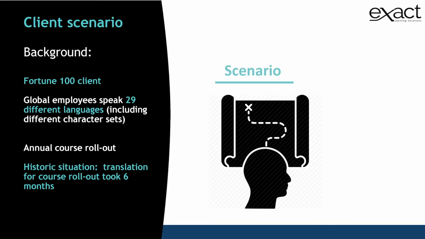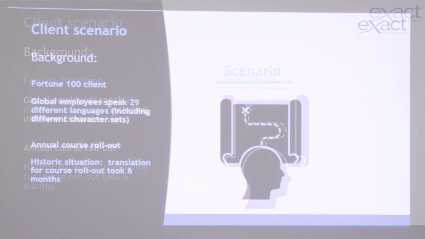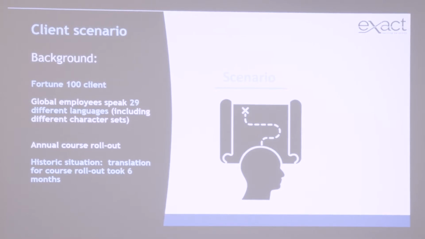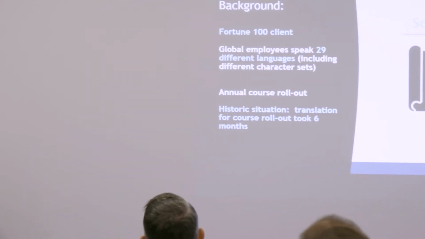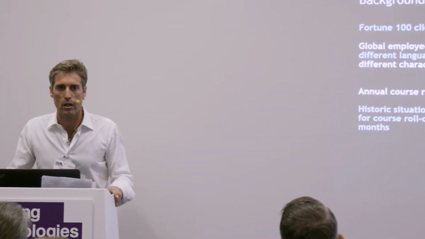The scenario was the following. This is a very large organization, one of the Fortune 100 companies, and it's a global organization with offices around the world. They needed to translate their documents into 29 different languages, including different character sets. They told us they prepare every year just one course for their global sales, and they spend 6 months preparing this course, and another 6 months translating it into the 29 different languages. So they asked us how we could reduce this time and cut the costs of the translation process.